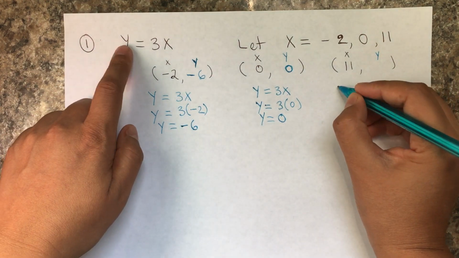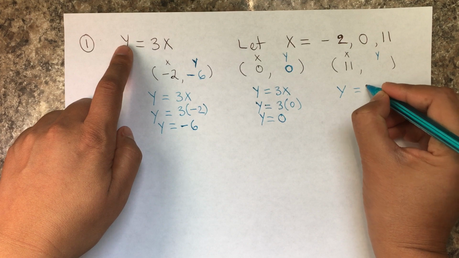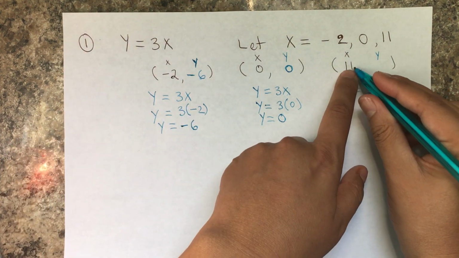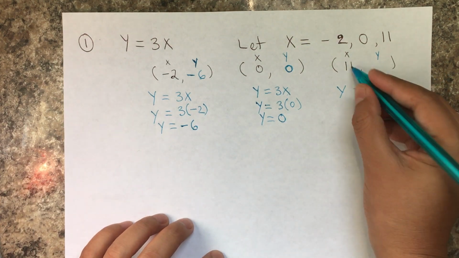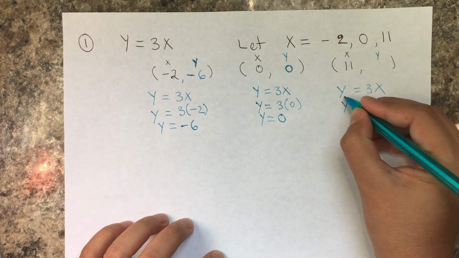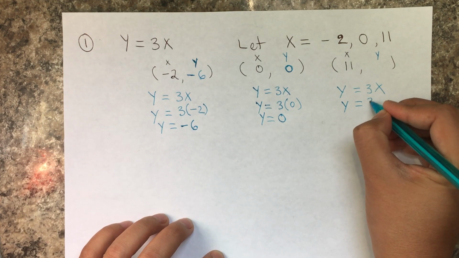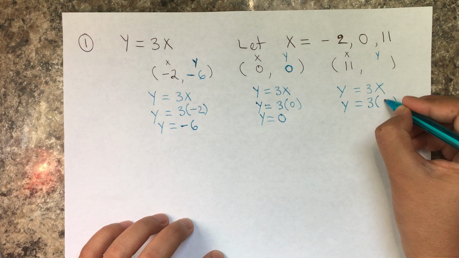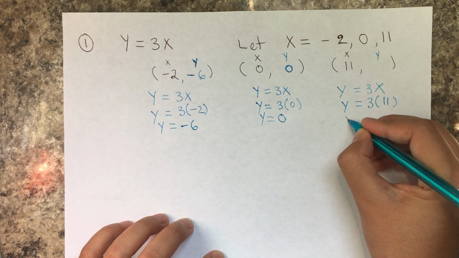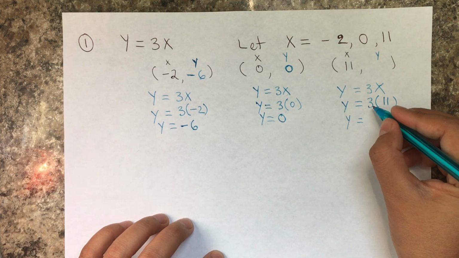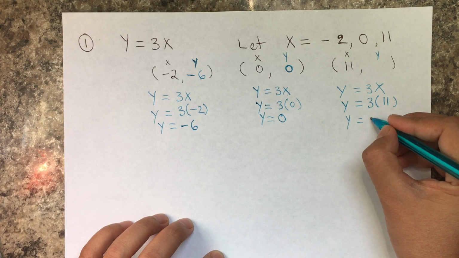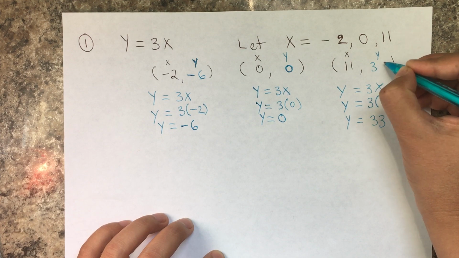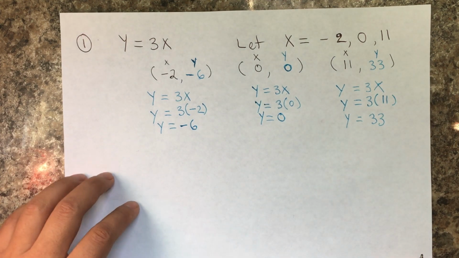Again, we use the same equation, and so we're going to substitute the value of x by 11. So we have the same y, we bring down the 3, and substitute. Instead of x, we put 11. And so y is equal to 3 times 11, that's going to be 33. So 11, 33.